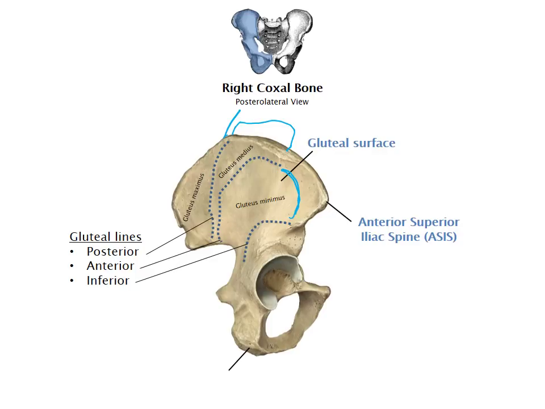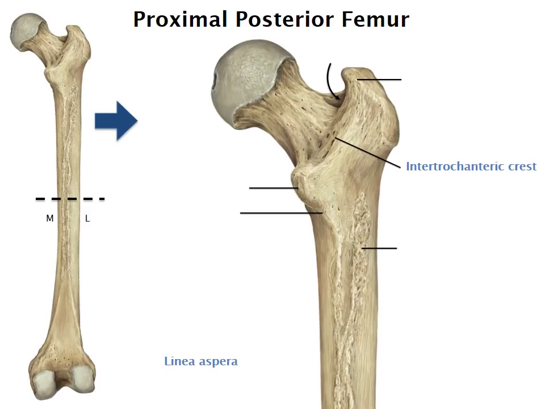The ASIS was introduced last time, but for the purposes of today, we'll see the tensor fasciae lata muscle attaching here. The ischial tuberosity is the site of attachment for the hamstring muscles of the posterior thigh. Let's review the attachment points for the muscles of the medial thigh.